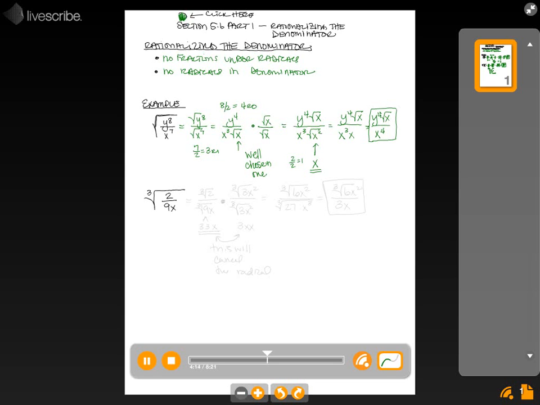The reason we get to that answer, and the reason that answer is okay, is that now there's no longer a radical in the denominator. It's shifted to the numerator. It's fine when it's in the numerator, it just cannot be in the denominator.